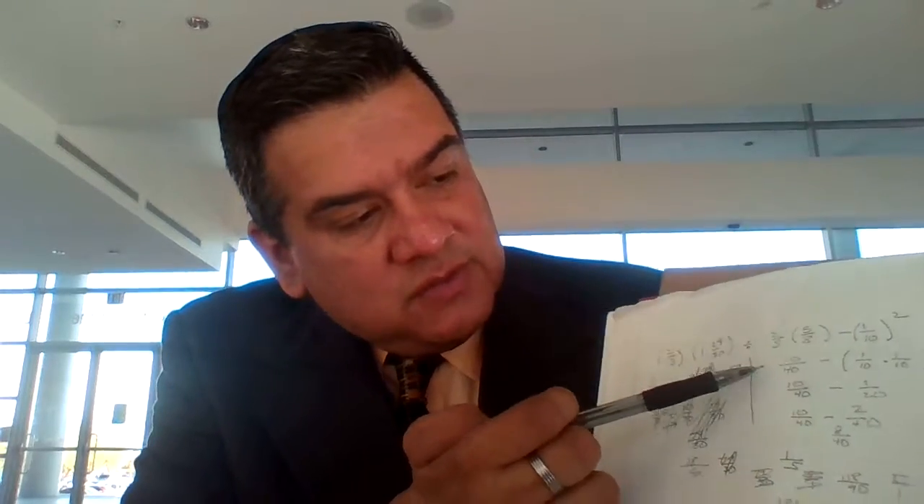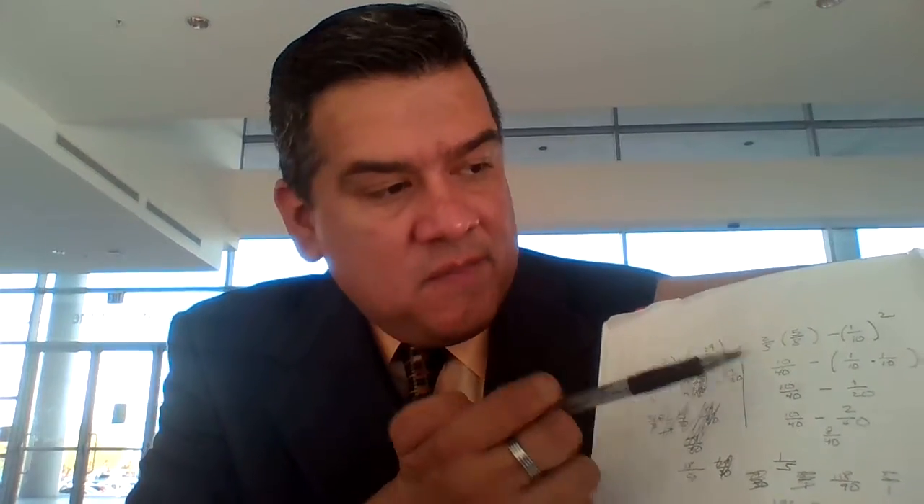So again, let's just take this in parts. 2/5 times 5/8. Let's just multiply the tops. 2 times 5, 10. 5 times 8, 40. So let's just move that down. So we have 10 over 40 now.